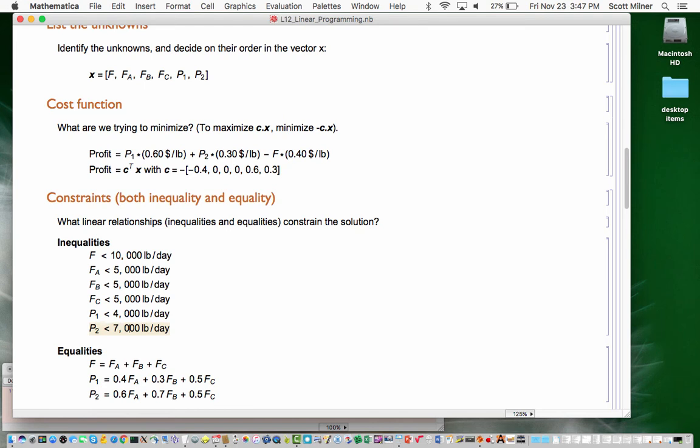The equalities that the solution must satisfy are, first, that the total feed is the sum of the feeds of the three units, F is equal to FA plus FB plus FC, and then that the total amount of P1 that's produced, it's produced by each of the three units, and they each had their own efficiency in terms of the feed.